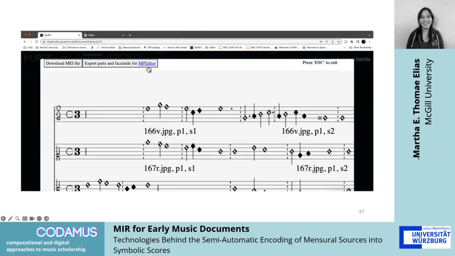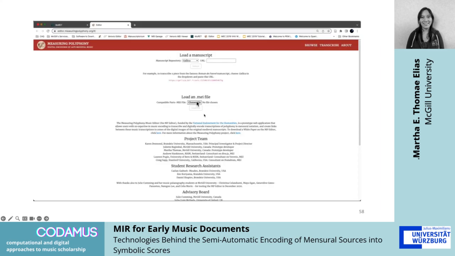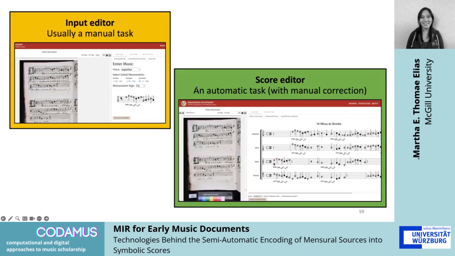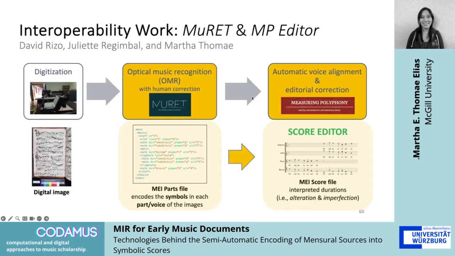As soon as you click that, you get transported into the Measuring Polyphony Editor, and you can load the file in here. And as I said, you have all of this information already coming from the OMR. So you are avoiding this manual task of entering all that yourself and just focusing on the automatic task and correcting that. So trying to get the best of both tools in here. As I said, I work with the developers of these two tools, David Rizzo and Juliet Regenbaugh, to make them as interoperable as possible. So we have a paper on that.